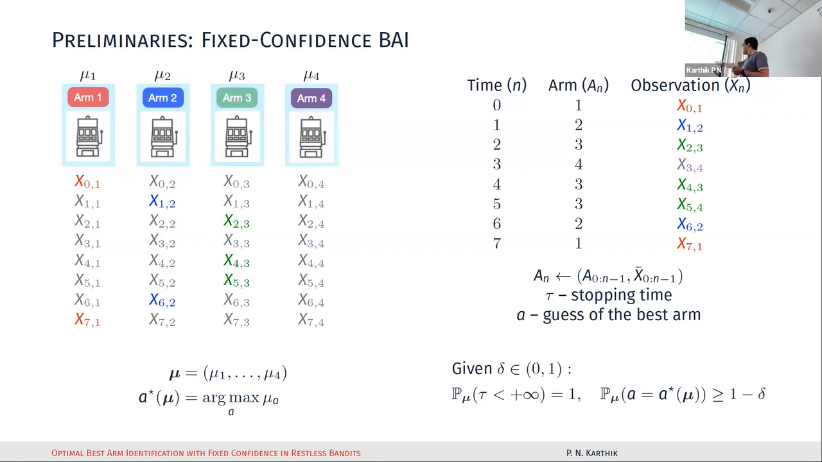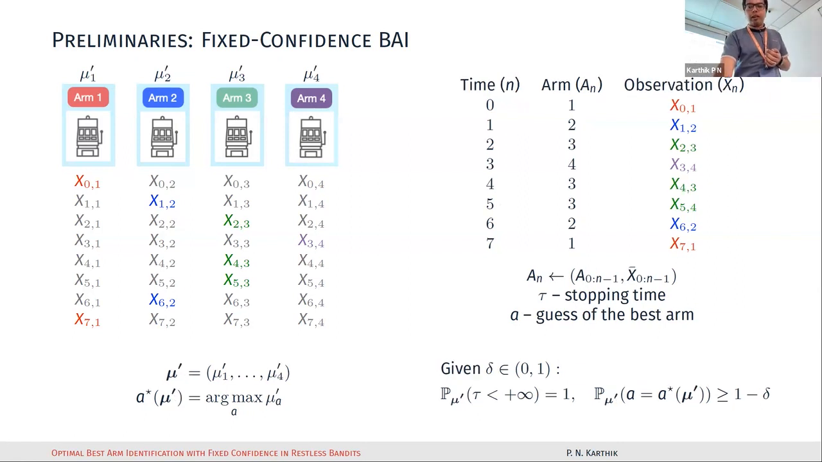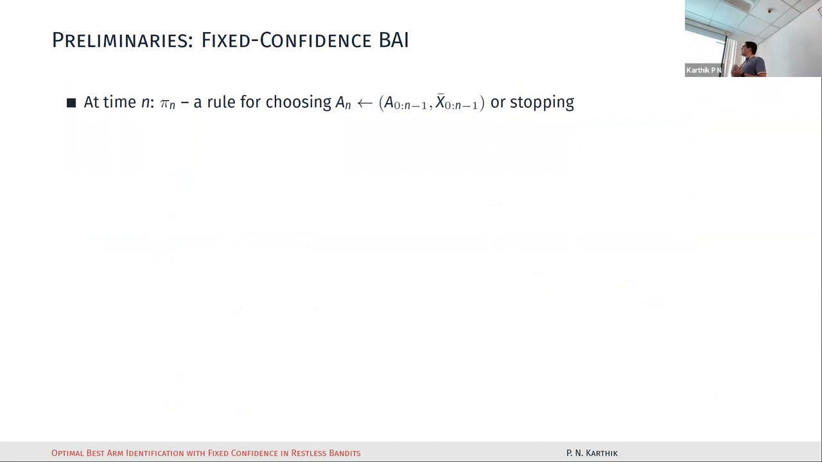Now, of course, at each time instant, the arm that is selected can potentially depend on all the previous observations and arms. So we'll try to make this a little more formal. Let's say pi n is a rule for choosing arm an at time n, if at all we decide to choose arm an. Otherwise, we stop. So it's a rule which says we have to either stop at any given time or continue. If you're continuing, how will you choose an? Potentially based on the history. This is what I call a policy pi.